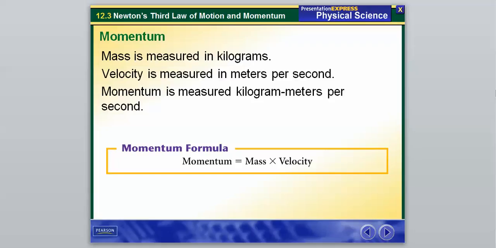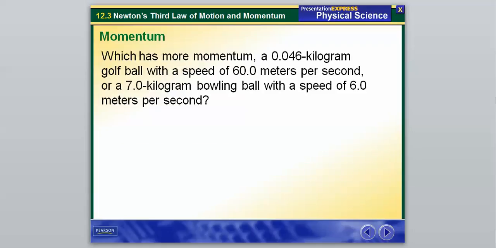And so we'll just give a quick example of momentum. Again, hopefully we might even know the answer off the top of our head before we even go through the calculations. We're going to go through a sample momentum problem. Which has more momentum, a 0.046 kilogram golf ball with a speed of 60 meters per second, or a 7 kilogram bowling ball with a speed of 6 meters per second? So we notice the golf ball has a much higher velocity, but the bowling ball has a much greater mass. So we're just going to work it out.